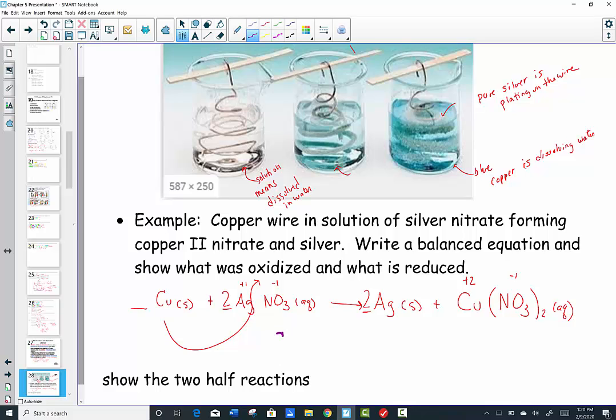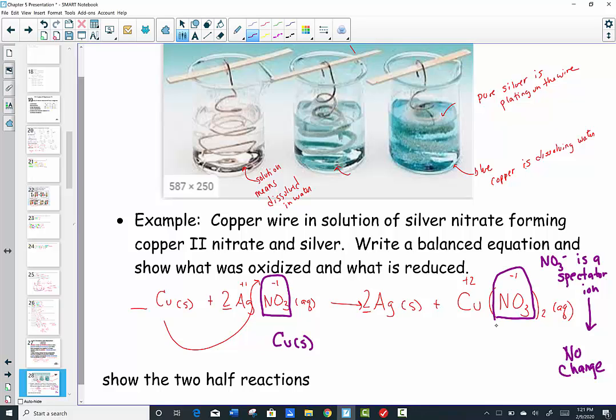I'm going to simplify this and get rid of the nitrate. And I'm going to tell you that the nitrate is a spectator ion. Now, what does that term mean? It simply means that it didn't change in charge. Notice that the nitrate appeared as NO3 minus 1 on this side, and it appears over here as NO3 minus 1. Since it did not change, it's referred to as a spectator ion, and we can just get rid of it in our equation.